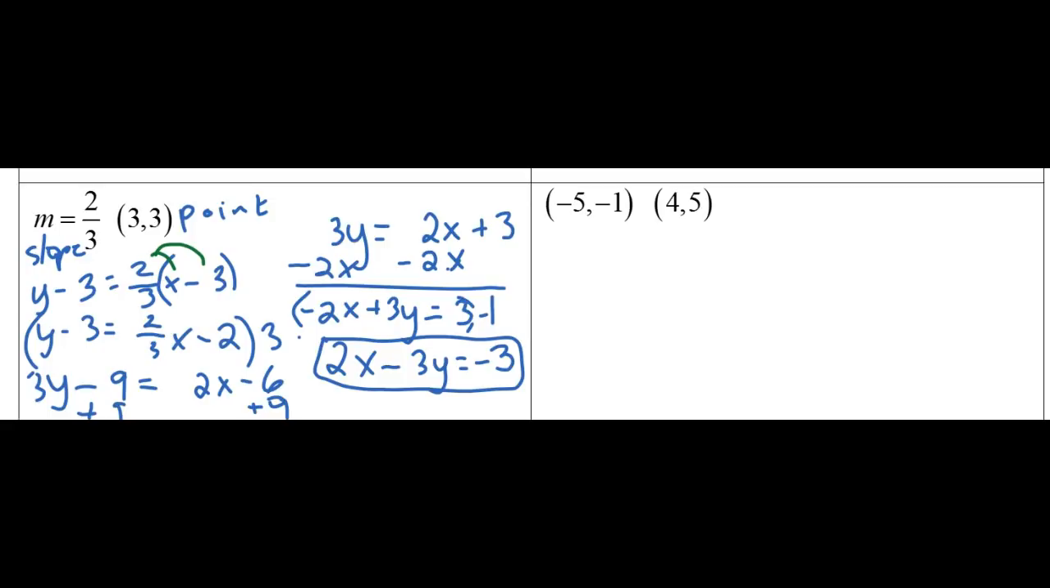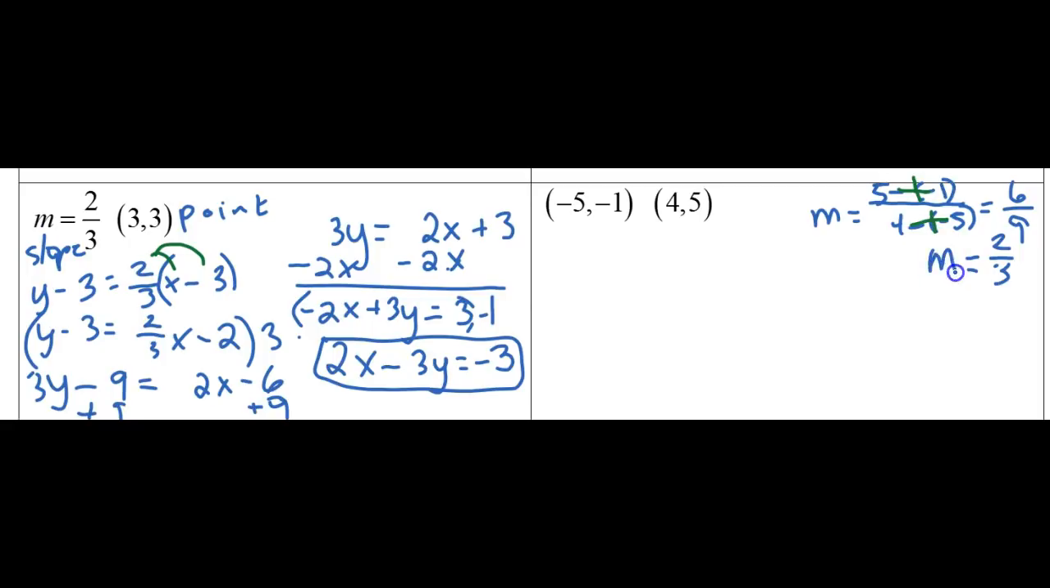Awesome. Next problem. I'm given the 2 points, negative 5, negative 1, and 4, 5. Now in this case, it's very similar to the last problem, except I need to calculate my slope first. So I'm going to calculate my slope by using my change in y values, 5 minus negative 1, divided by the change in my x values, 4 minus negative 5. Both of those negatives will change to a positive, and I have 5 plus 1, which is equal to 6, and 4 plus 5, which is equal to 9. So this problem will simplify with the slope of 2/3.